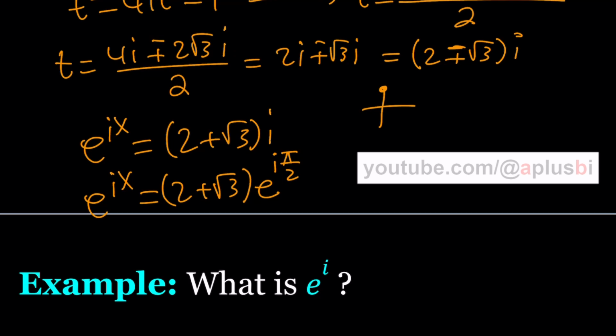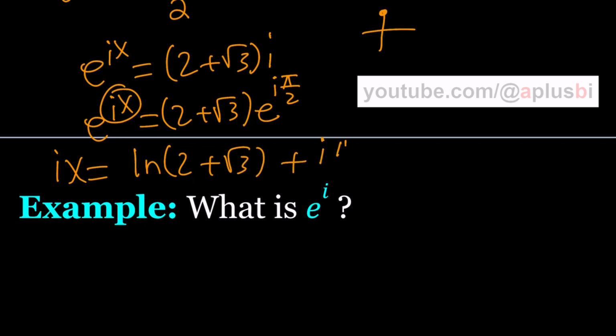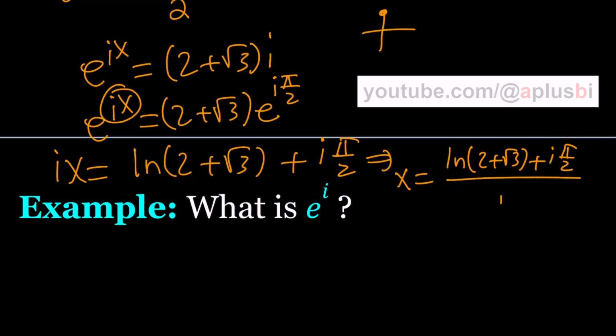And then if you ln both sides, or log both sides, some people say log, but anyways, I can write it as ln, you're going to get ix equals ln of 2 plus root 3, and then plus ln of this, which is i pi over 2. And then finally, if you divide both sides by i, you're going to get the answer. So x is going to look something like this: ln of 2 plus root 3, plus i pi over 2, divided by i. And of course, you can multiply the top and the bottom by i, get rid of the negative, and so on and so forth. Make sense?